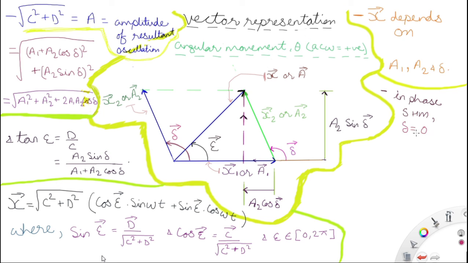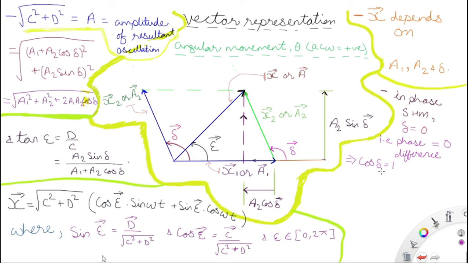So from this expression we can see that the final linear displacement depends on the amplitude A1, the amplitude A2, means the amplitude of the simple harmonic motion caused by F1, the amplitude of the simple harmonic motion caused by F2, and the phase difference between both of them.